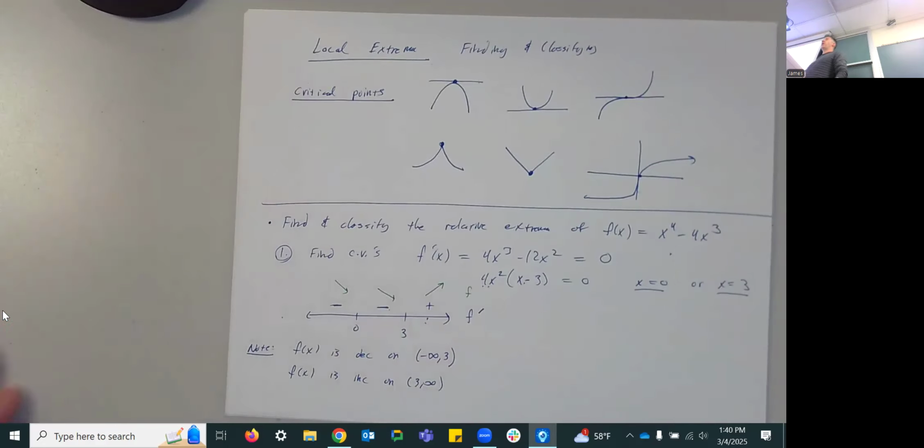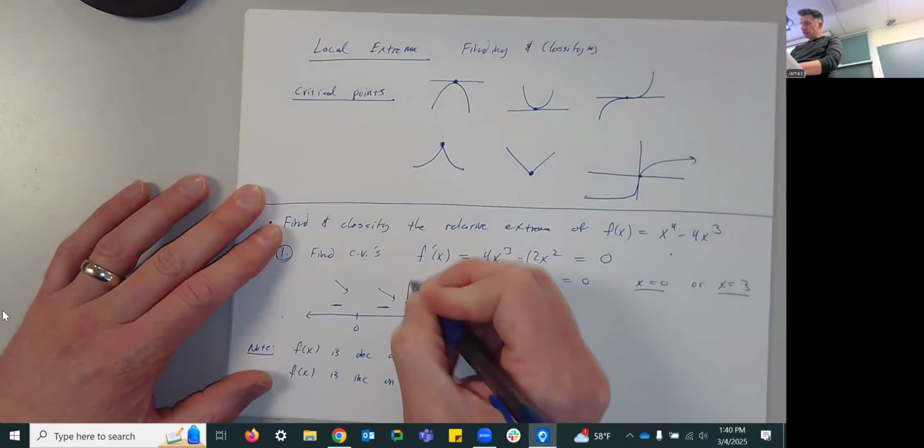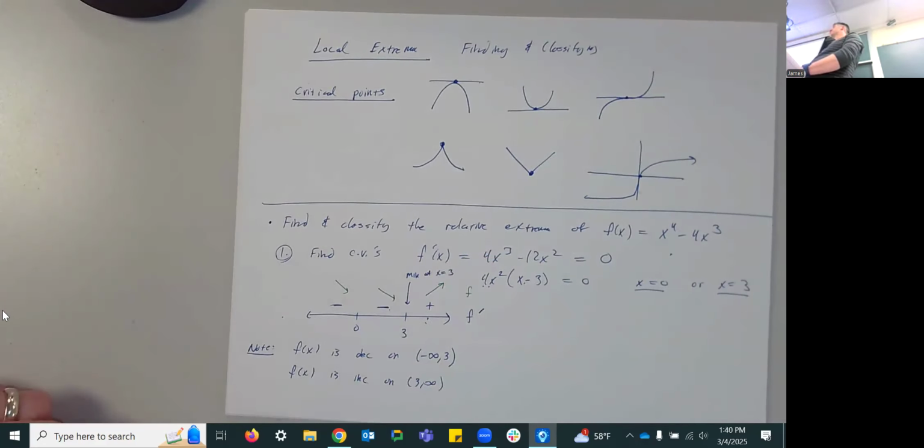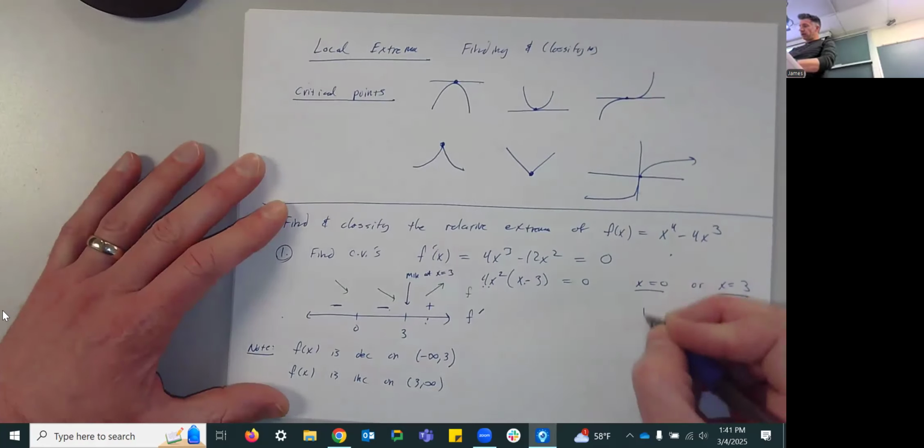So if your function goes from getting smaller to getting bigger, did we bottom out, top out, or neither? Looks like we bottomed out, right? We got smaller, smaller, smaller, smaller, smaller. We stopped getting smaller, we started getting bigger. Oh, we hit a minimum. So this critical point right here, that's a minimum at x equal to 3. And at 0, we don't have a minimum or a maximum. It's a neither.